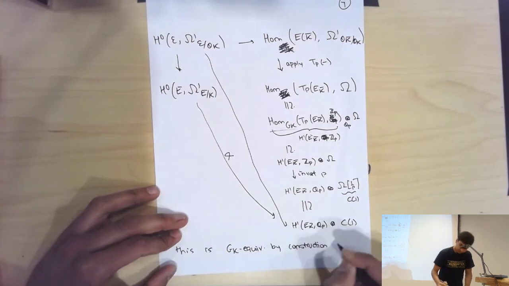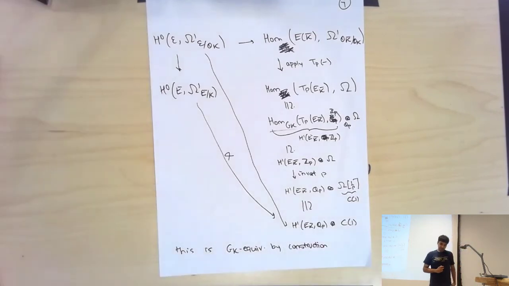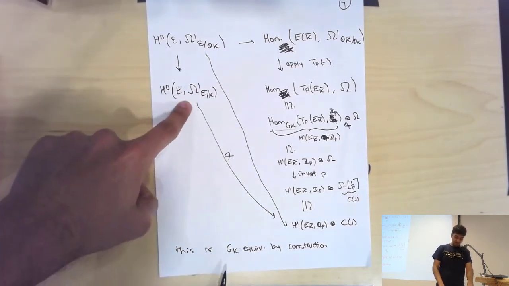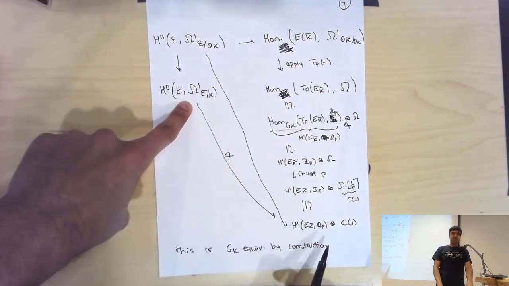The right side has no Galois. Doesn't it map in? So yeah, the left-hand side has no Galois action. So what Jared's pointing out is that the image of this map actually ends up inside the Galois invariants.